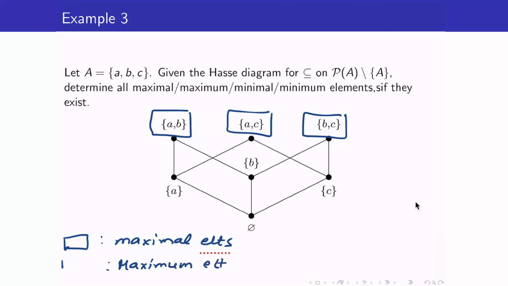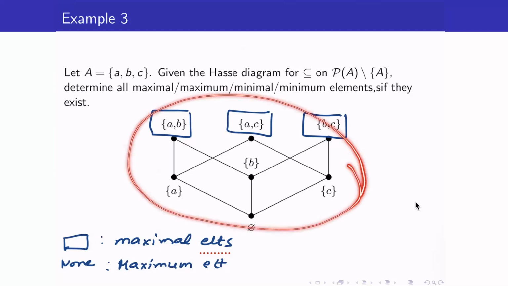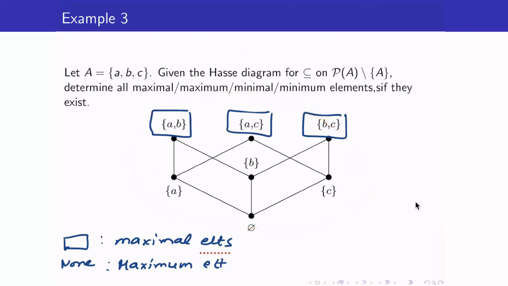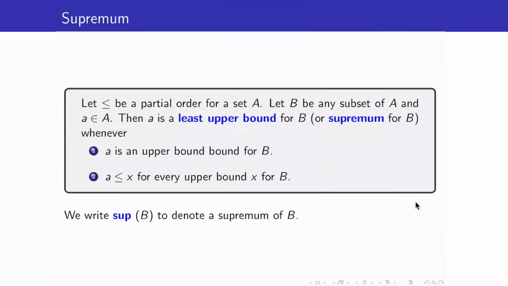We have none, right? Because there is no element for which all the other elements of this set will be smaller than it. What about minimal elements? If you look at the Hasse diagram, this is a minimal element, and it also happens to be our minimum element. Correct? Okay, now, this is our last set of definitions.